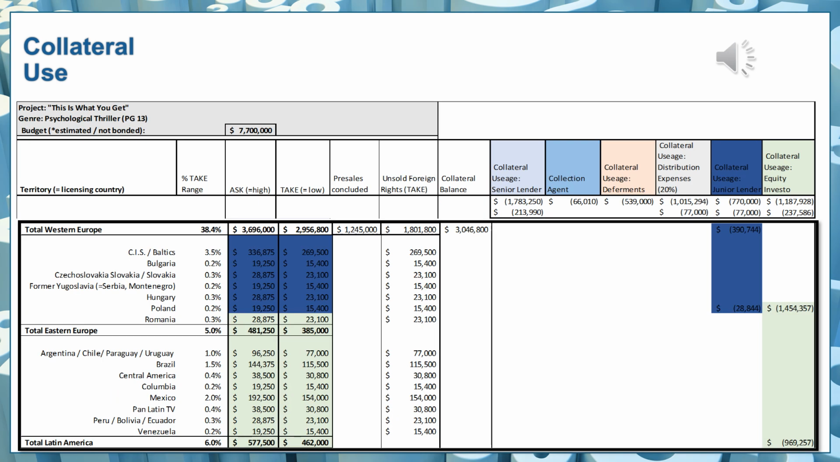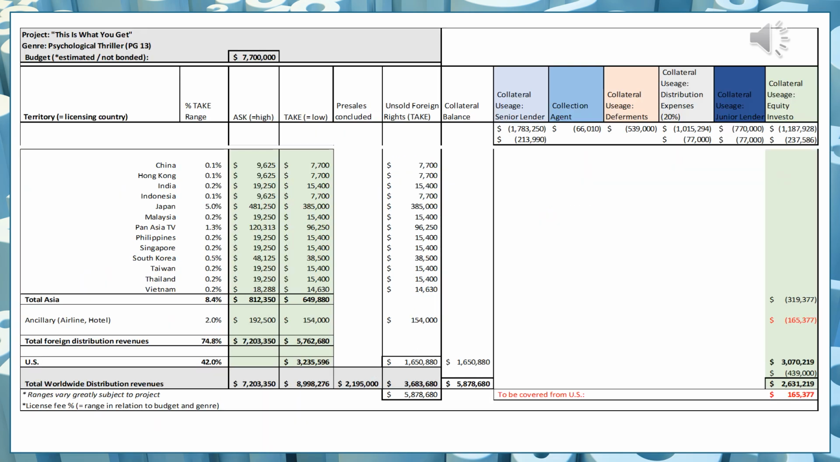So here in this collateral sheet, I kind of sliced them up so we can see it a little closer. We see the junior lender taking up all the collateral to Poland and the equity investor taking up all the collateral, including Latin America. Here again is the last section of the collateral sheet. Again, I summarized it in the beginning, but I'm breaking it down here so you can see it a little closer. This is basically all the territories going to the equity investor.